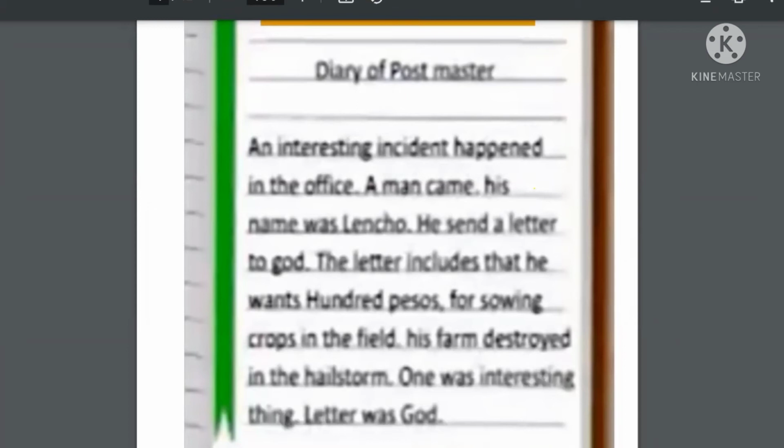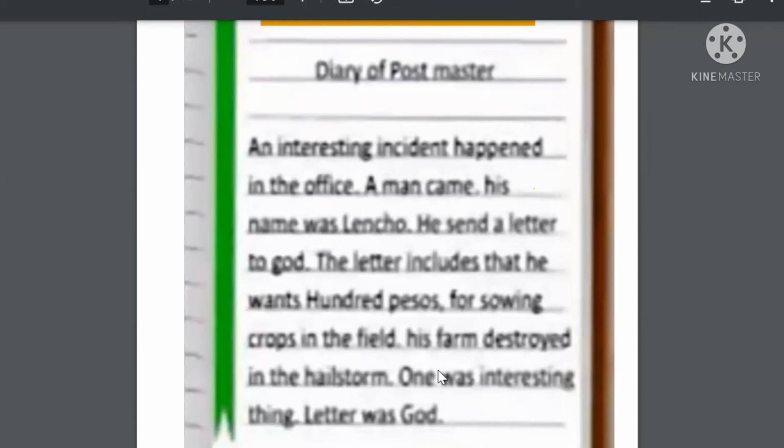Letter was God. Do you agree to that? Never. Some mistake has come there, isn't it? What might the letter have intended? The letter was to God. It should be written like that. When it is The letter, the L of the letter should be in small letter. The letter was to God.